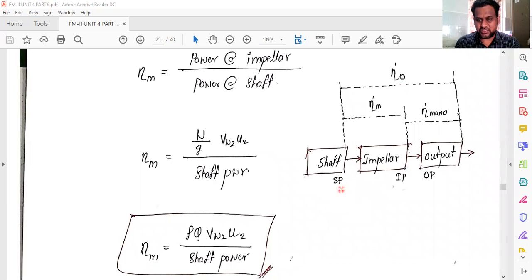So this is shaft power, impeller power, output power. Between shaft and impeller power, this is mechanical efficiency, right? Between the impeller and output, this is manometric efficiency. Obviously, if you combine all these things, you'll get overall efficiency.